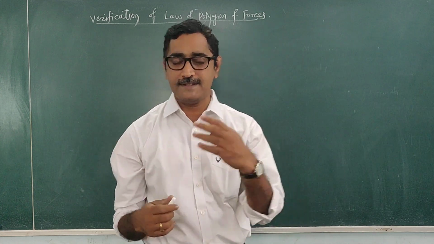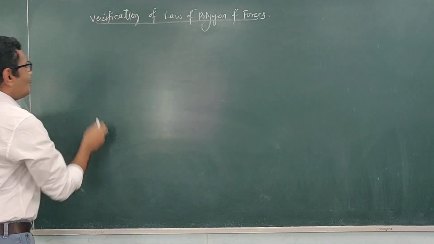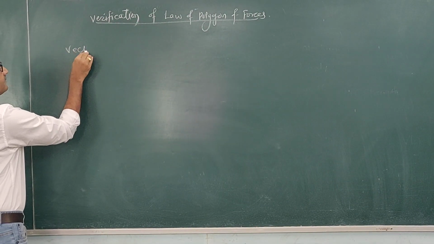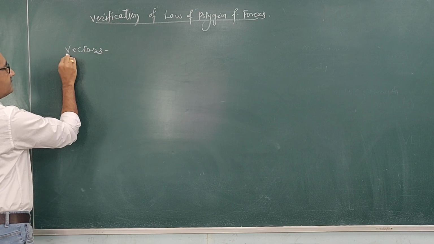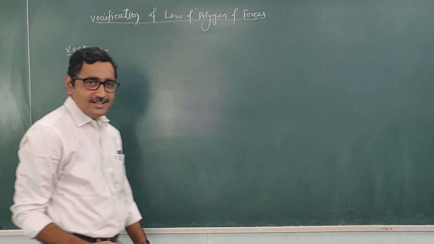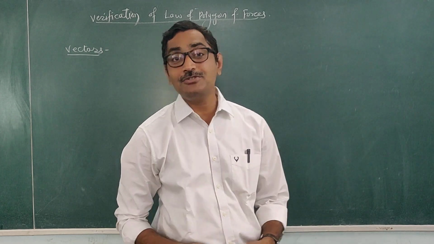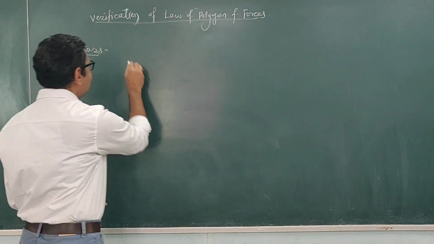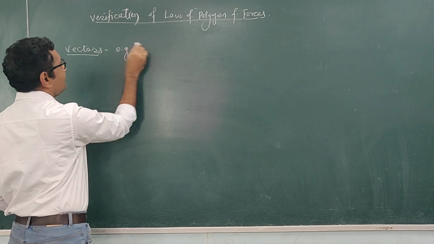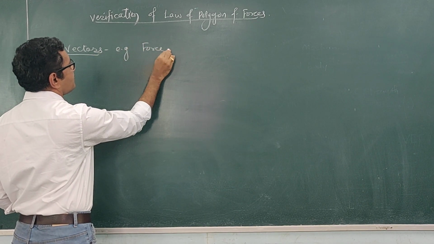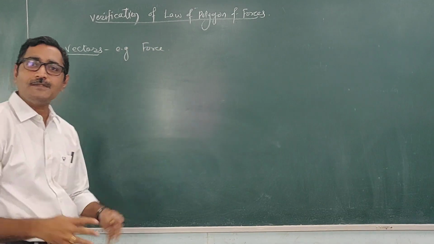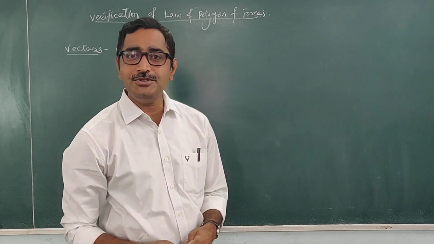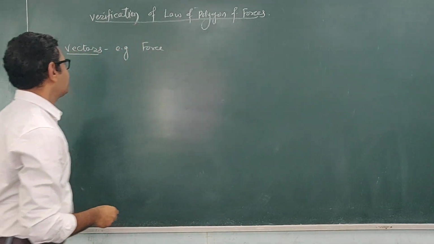of Polygon of forces. Now, all of you know about scalars and vectors. A vector is a physical quantity which has magnitude as well as direction. For example, force. The example of a vector quantity is force. Force is a vector quantity. For the complete specification of the force, we require its magnitude as well as direction.